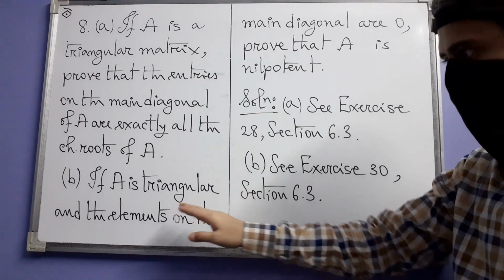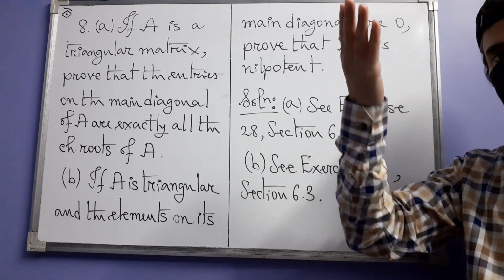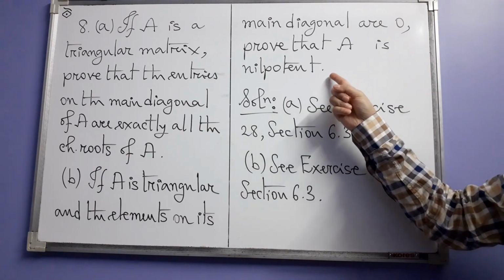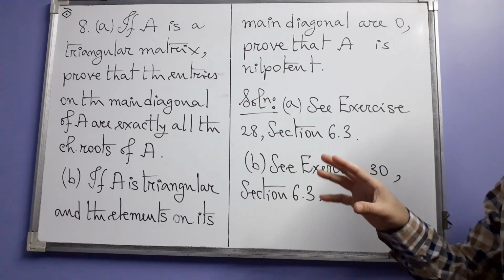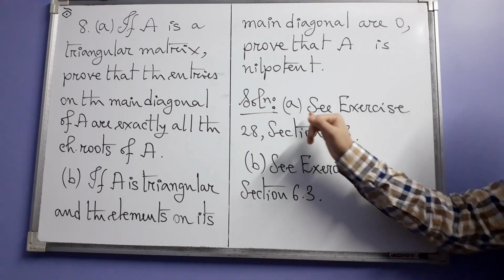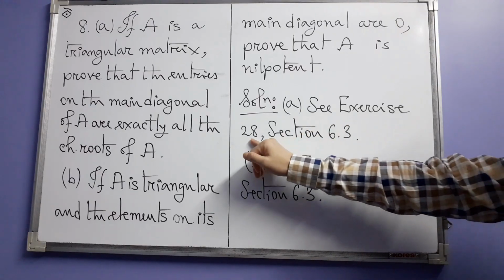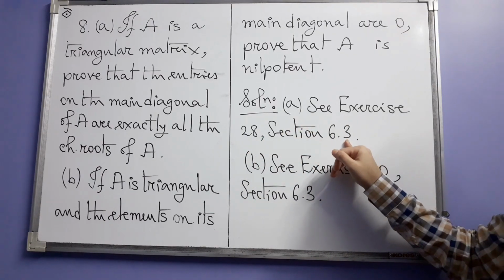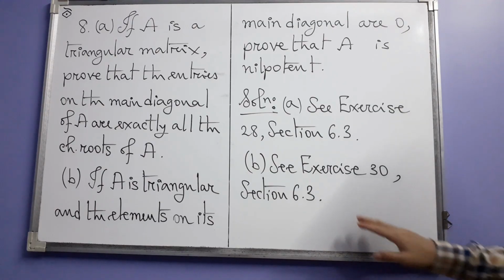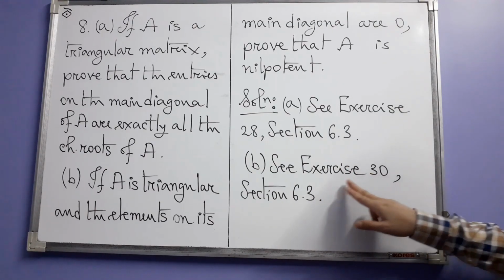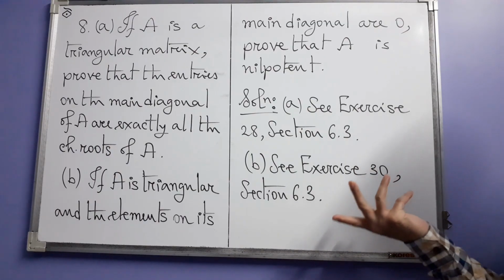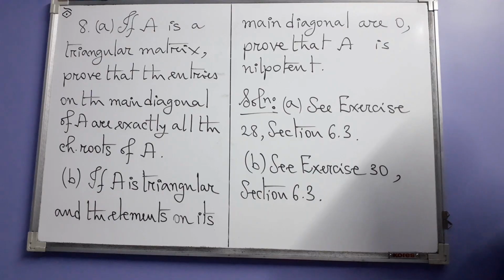And in part B, we have to prove that if all these leading diagonal entries are 0, then A is nilpotent. And we have actually solved both these parts before. For part A, you see exercise 28 of section 6.3. So it is that third section which involves matrices. And for part B, you see exercise 30 of that same section. Okay, so that means it's done for us already.